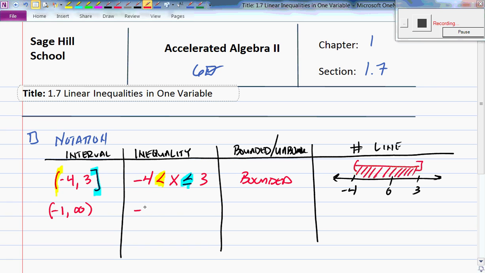Negative 1 is less than x. I'm going to just stop you right there. Is that true? Yeah. Okay. Who agrees with this? Hands up if you agree with that statement right there. Negative 1 is less than x.